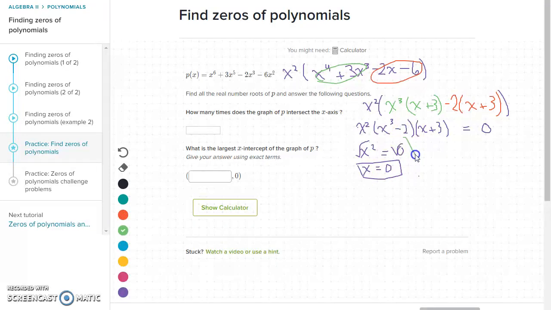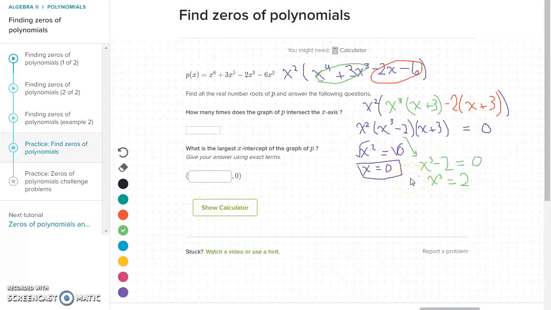Let's go to x cubed minus 2. And don't get freaked out by the cube part of it. It's going to be okay. We can still solve. So I'm going to add 2 to each side. So plus 2, plus 2. And I'm just going to write 0 plus 2, that equals 2.